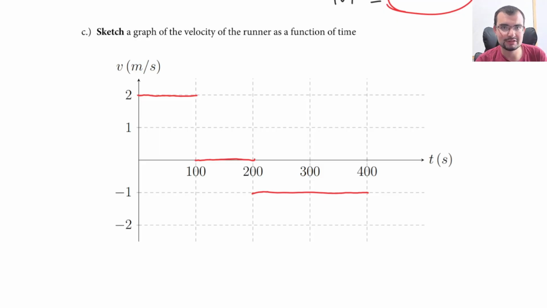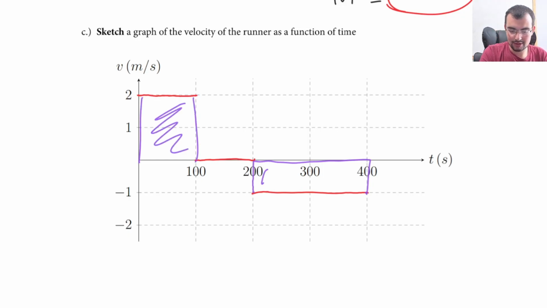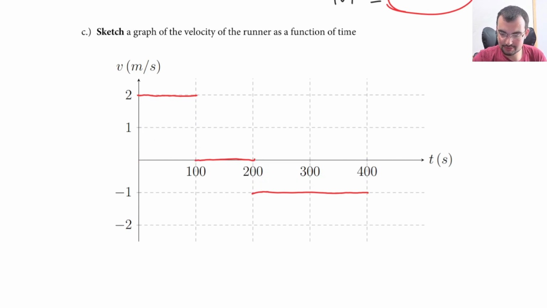Also, moving backwards doesn't mean they're actually running backwards, right? It just means they're going towards their starting position. So we can tell that they didn't displace any net distance because they traveled 2 meters per second in the positive direction for 100 seconds. And then they traveled at half the speed back home, but for double the time. And we'll talk about this next, actually, that these areas are the same, which shows that the runner didn't actually displace any net distance.